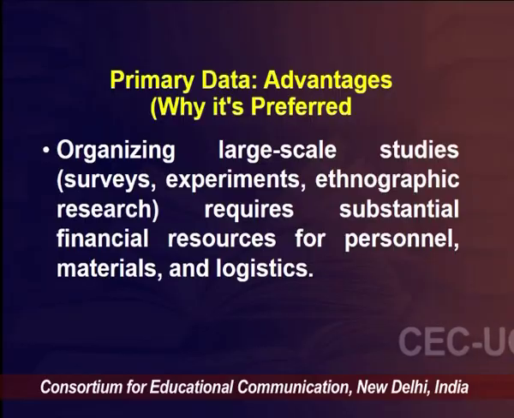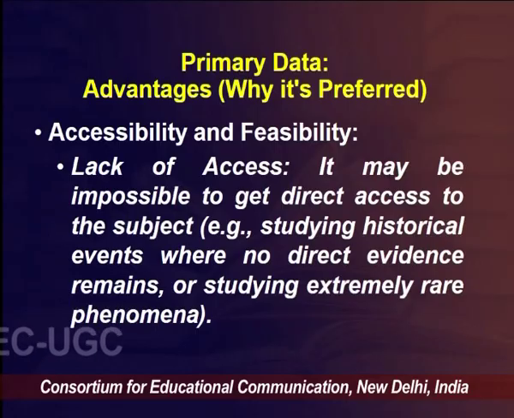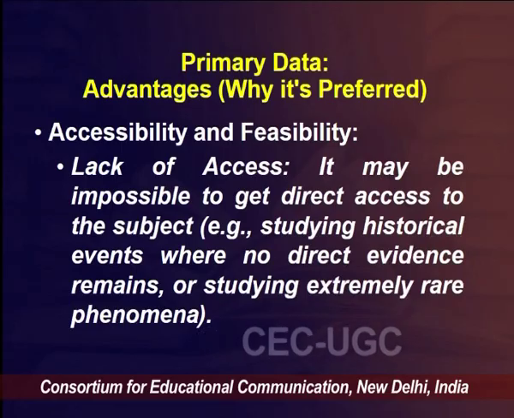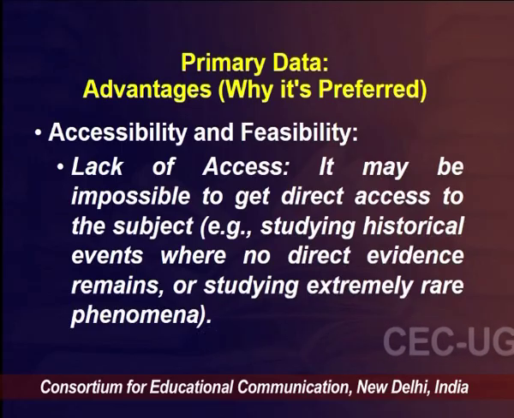The second reason why it is not preferred is that organizing large scale studies, survey, experiment, ethnographic research requires substantial financial resources for personnel, material and logistics. So, because of the financial crunch, the logistics, and it being a large scale study, it is not feasible to do the research. Researcher would prefer secondary data.